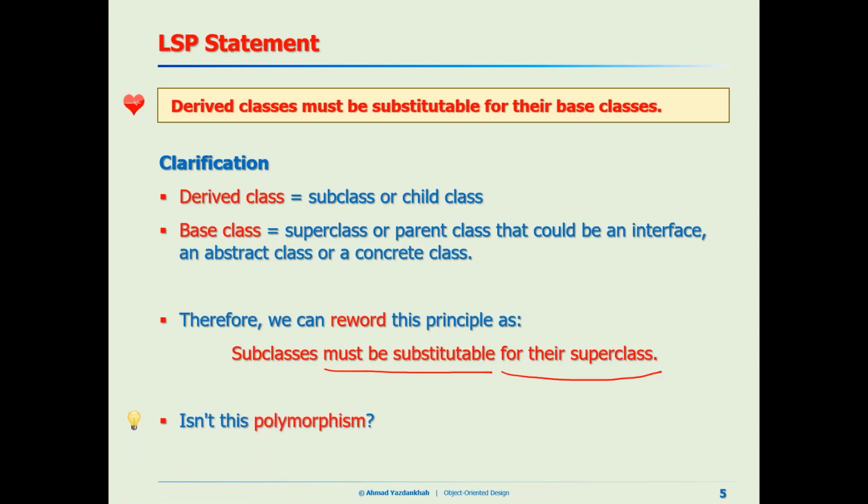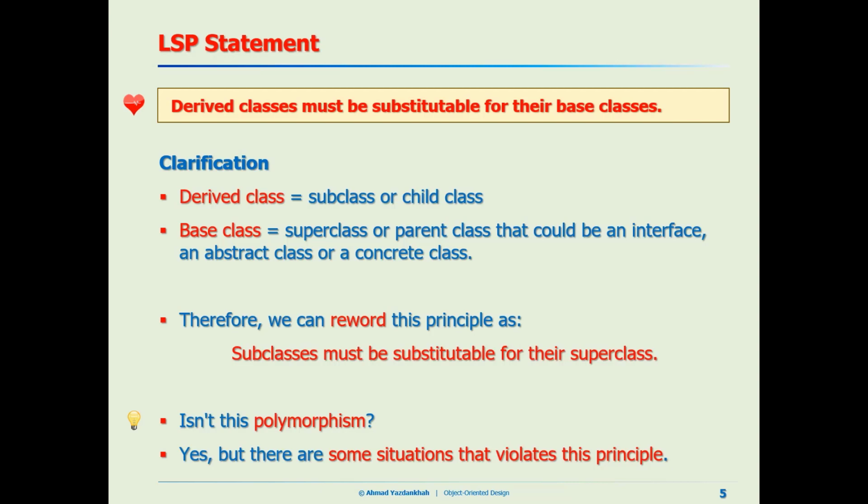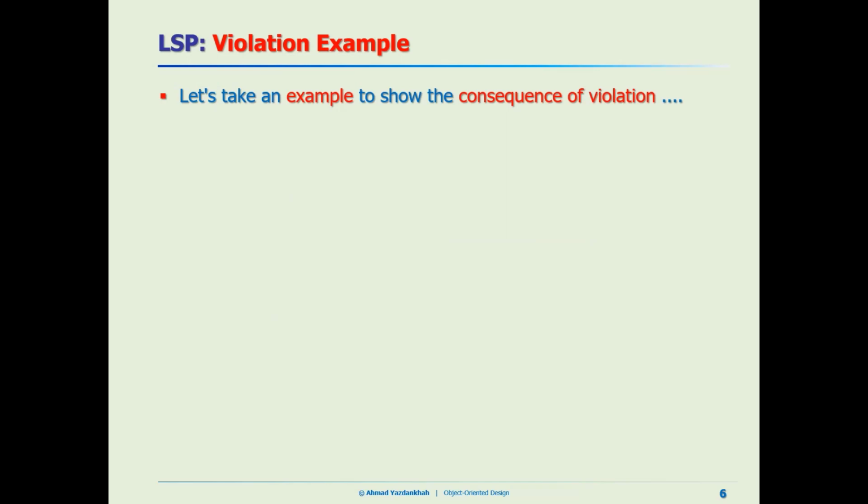Isn't this polymorphism? Yeah, it looks like polymorphism. It is actually, but there are some situations that can violate this statement, right? So it is not the case that always all of the subclasses can be replaced by superclasses. All right. Probably the best way to understand this is to take a violation example, because for proving that we cannot, you know, take billions of examples, but if we show you a violation example, probably it would be more clear how this principle works.